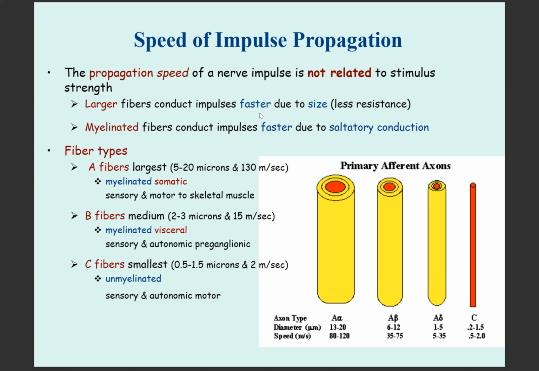Then the B fibers are medium, and they are myelinated visceral fibers. So they are conveying information which is usually sensory or autonomic to the autonomic nervous system. Then the C fibers, which are the smallest, are usually unmyelinated. So if we realize, A and B will usually be myelinated, but C will be unmyelinated, and they're more sensory in function, and they could also be autonomic motor.